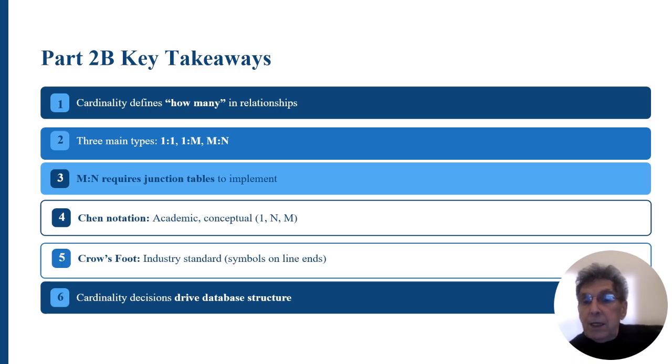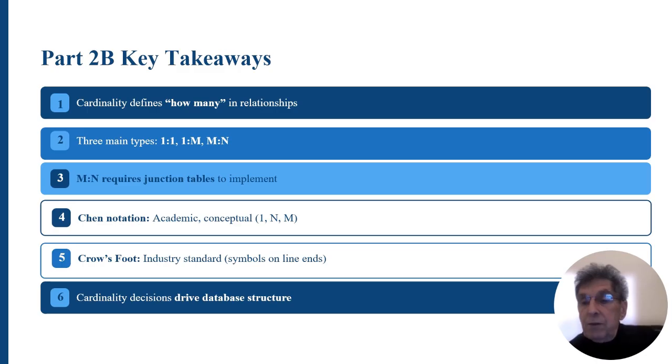All right, we're coming to the end. Let's talk about this part 2B takeaways. What is cardinality and the relationship types? Cardinality defines how many in the relationship. It shapes your entire database structure. The 3 main types are 1 to 1, 1 to many, and many to many.